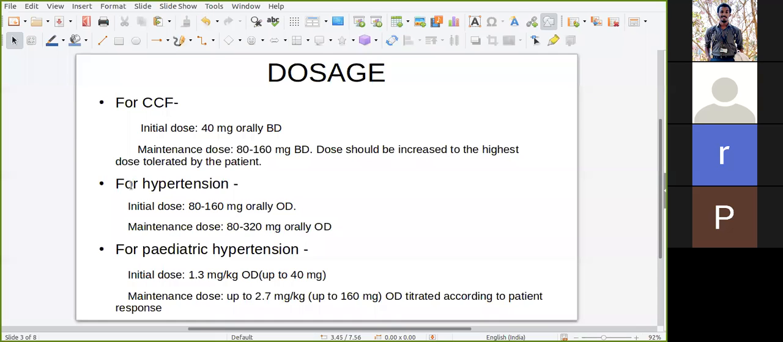For hypertension, the initial dose will be from 80 to 160 mg once a day, and the maintenance dose will be 80 to 320 mg once a day. For pediatric hypertension, it's 1.3 mg per kg once a day, with a maximum of up to 40 mg, and the maintenance dose is 2.7 mg per kg, up to 160 mg once a day, titrated according to the patient's response.